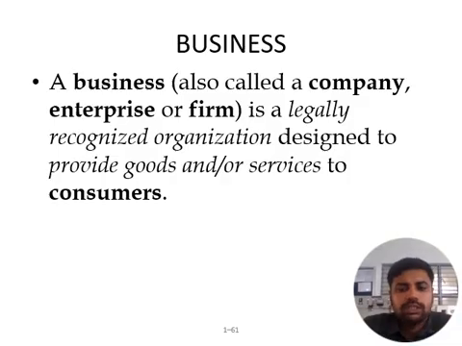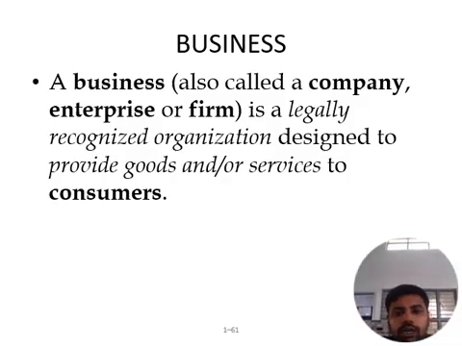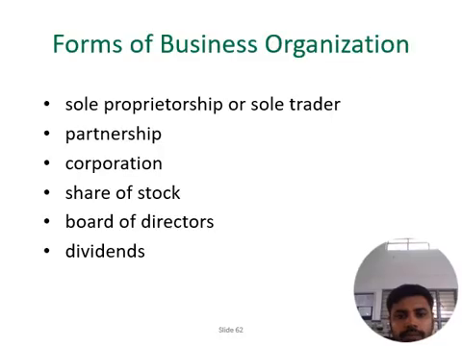A business is also called a company, entrepreneurship, or firm. It's a legally recognized organization designed to provide goods or services to consumers. Forms of business organization: sole proprietorship or sole trader, where a single person handles the business. Partnership means two or more members join together to run a business.